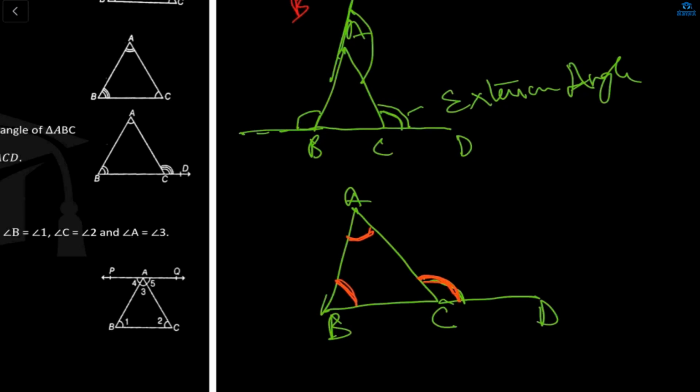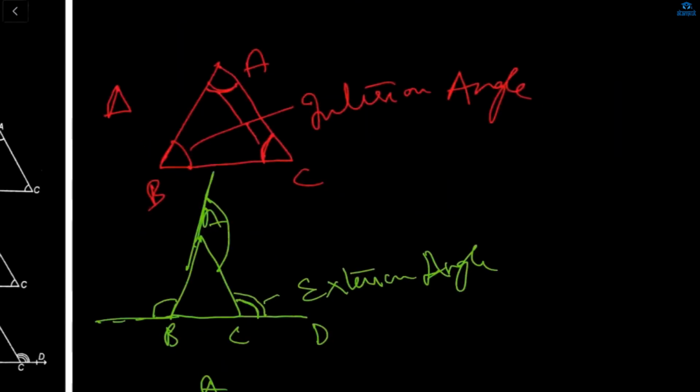Now some of the basic things I will tell you about triangles. How many types of triangles are there? Can anybody tell? Obtuse angle triangle, acute angle triangle, right angle triangle. These are the simple definitions.